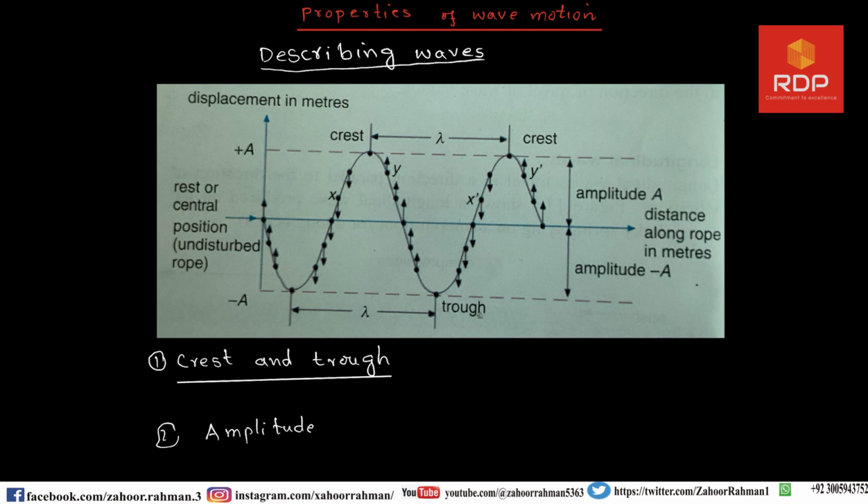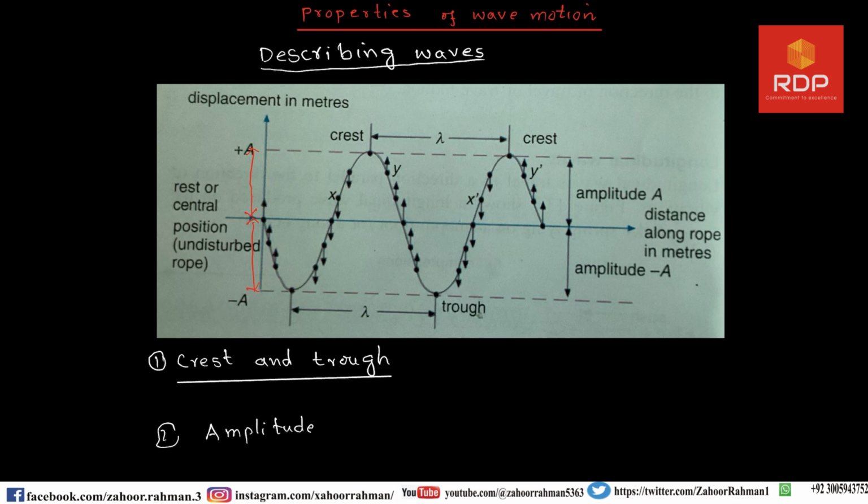Now the second one is the amplitude. That is the maximum displacement from the rest or central position in either direction. Now this is the central position you can see, and there is the distance on the lower side, and this is the distance on the upper side of the central position. That is the undisturbed rope.